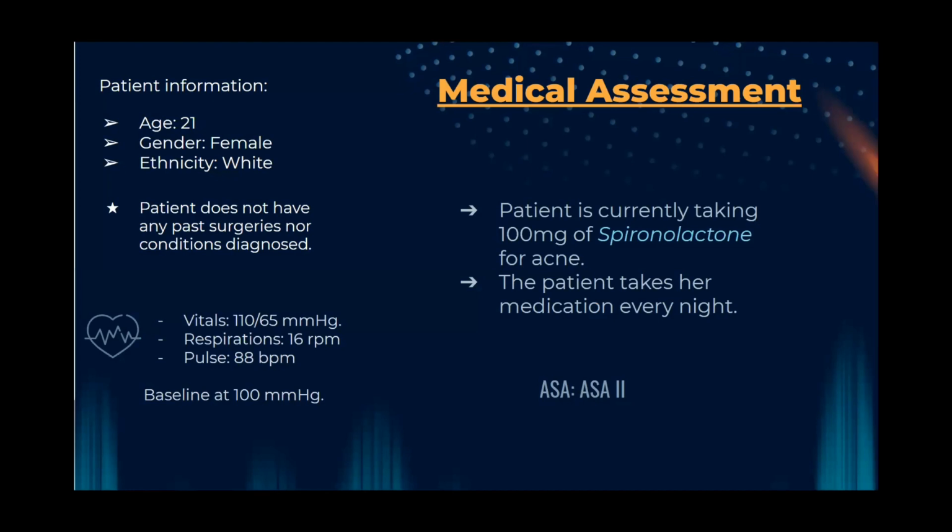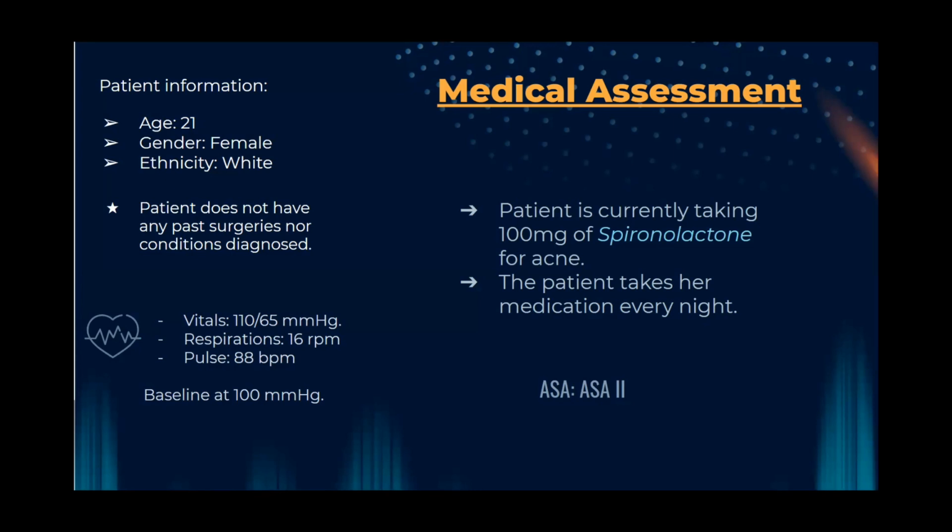Medical assessment. My patient is a 21-year-old white female. She does not have any past surgeries nor conditions diagnosed. Her vitals were 110 over 65 millimeters of mercury, her respiration was 60 respirations per minute, and her pulse was 88 beats per minute.